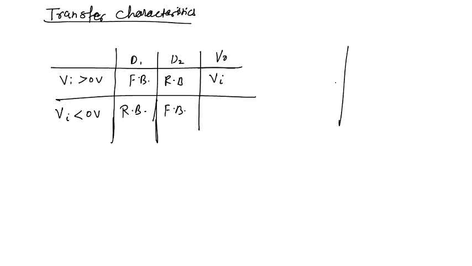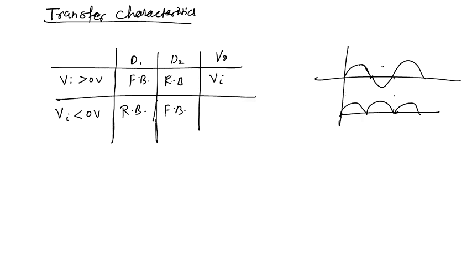And by seeing the waveform, suppose this is the input waveform and this is the output waveform, we know that during the negative half cycle, the input voltage is negative but the output is positive, so the output is equal to minus Vi. Output voltage equal to minus Vi.